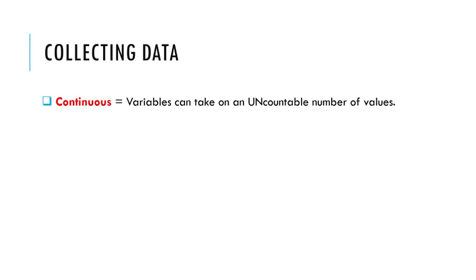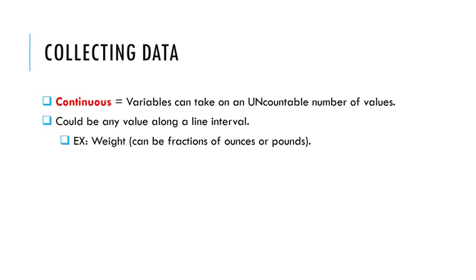If we have variables that are continuous, then those variables can take on an uncountable number of values. Where before there was just a specific number of values, now there's an uncountable number of values. So it could be any value along a line interval from X to Y. It could fall anywhere in between. For example, weight. That is actually a continuous variable.